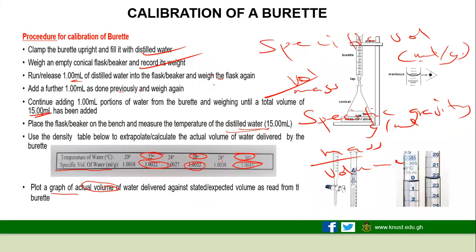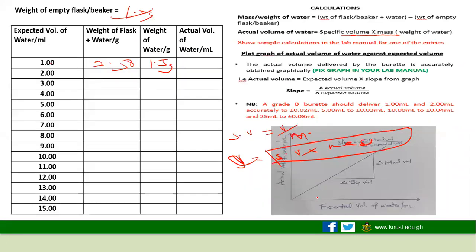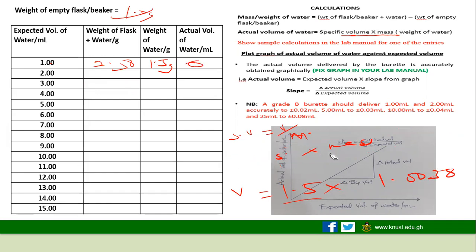So that would depend on the temperature. Assuming the temperature was 28 degrees Celsius, that means the density I have to consider is 1.0038. Good. Now, my volume will be equal to the 1.5 grams times 1.0038. Now, this one will give me the actual volume, right? So I'll fill this table, and then my plot should have the actual volume being plotted against the expected volume on the x-axis. So that is what we have here. Actual volume against expected volume, right? Good.